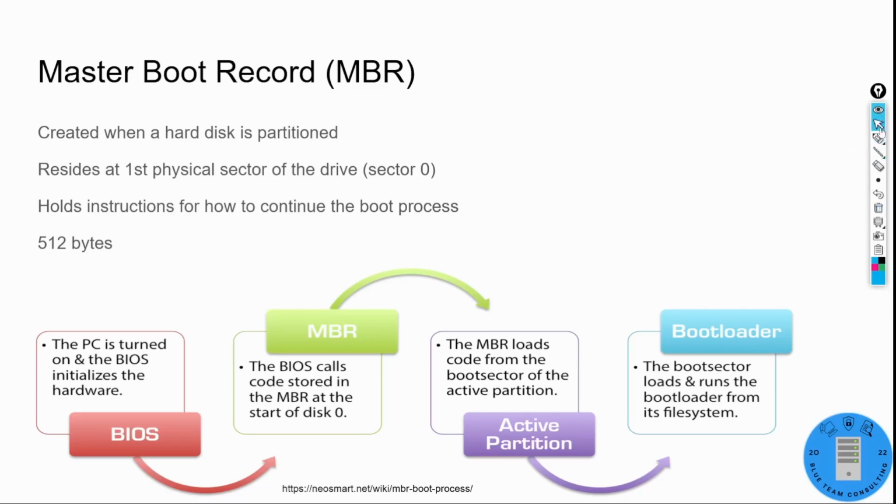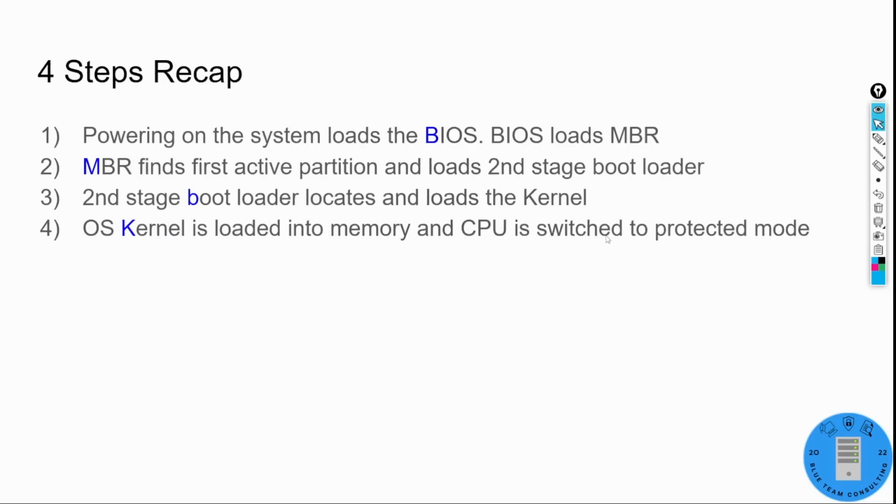I'm not sure if this would actually show up on an exam because it's very legacy focused, but just in case it is, we're going to make this sailor proof and have an acronym for it. The first step was BIOS. The second step was the MBR is going to find that first active partition and load the second stage bootloader. And then stage 3, we have the boot process. It's going to load the kernel, and then at the end, the OS kernel is going to be loaded into memory, and the CPU is switched into protected mode.